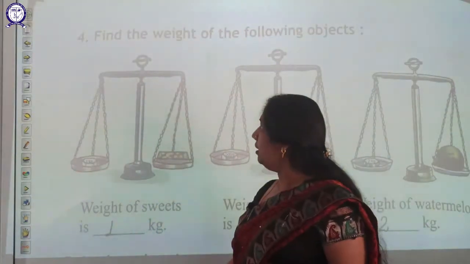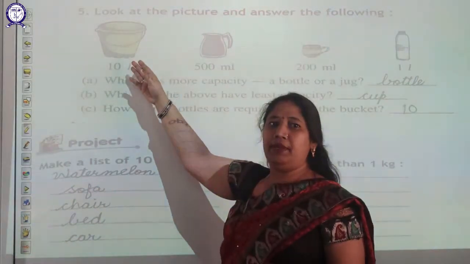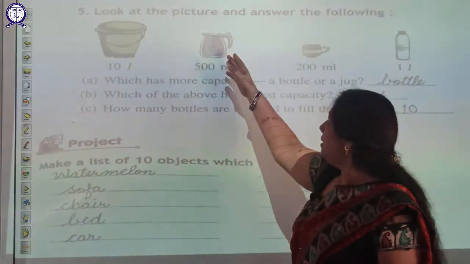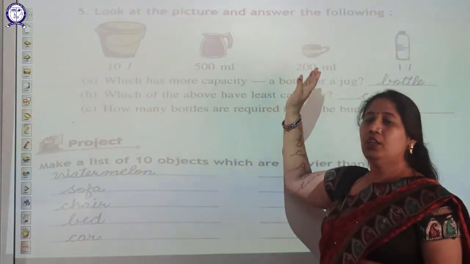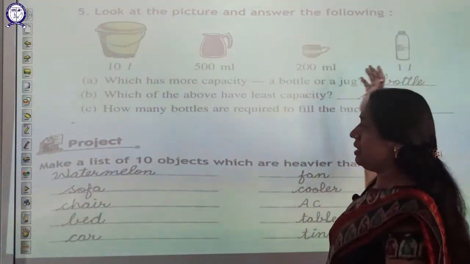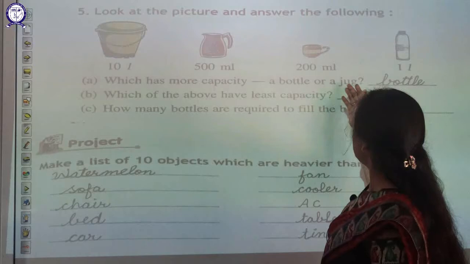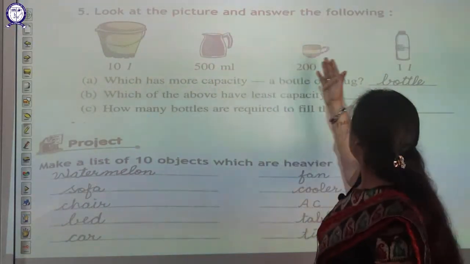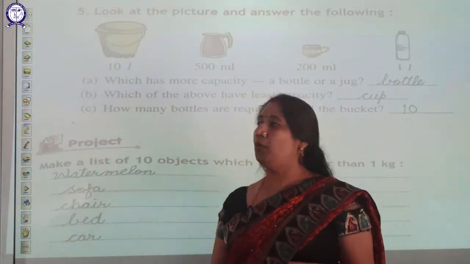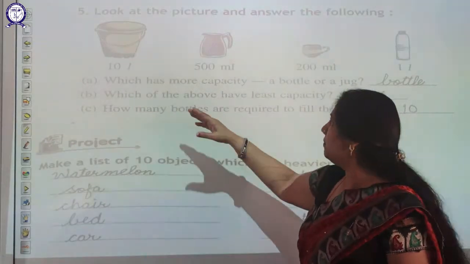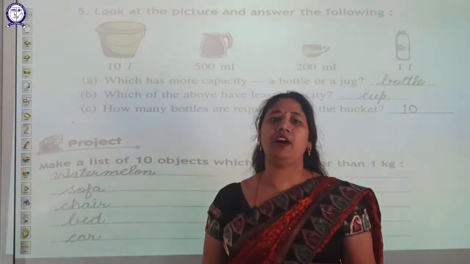Come to the next module. Look at the pictures and answer the following. The capacity of a bucket is 10 liter. Capacity of a jug is 500 milliliter. Capacity of a cup is 200 milliliter. And the bottle's capacity is 1 liter. So which capacity is more, bottle or jug? This is the jug and this is the bottle. So the bottle with 1 liter is more than 500 milliliter. Which has the least capacity? 200 milliliter, the capacity of a cup.